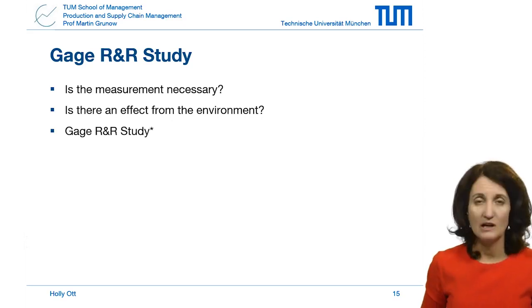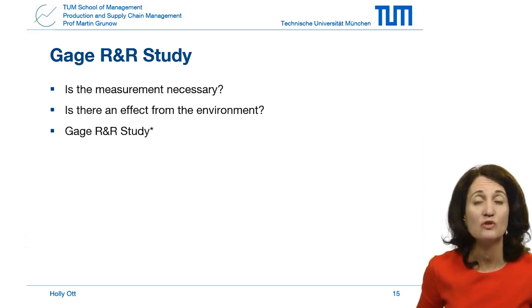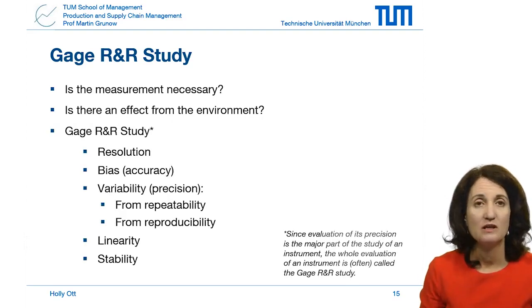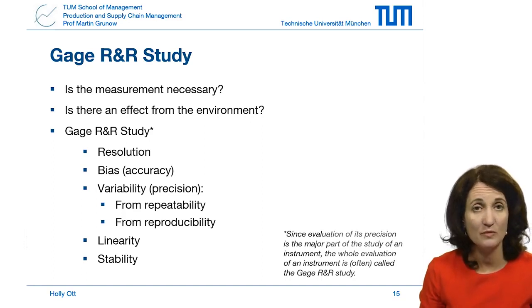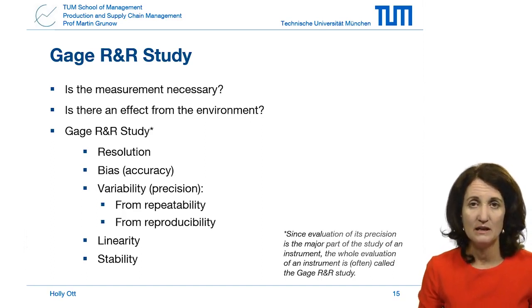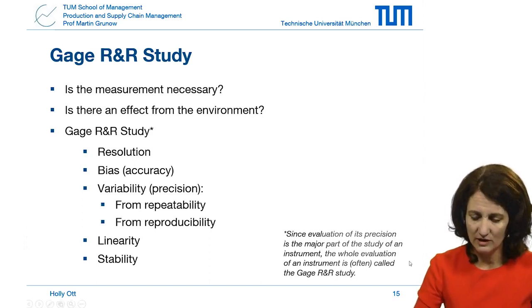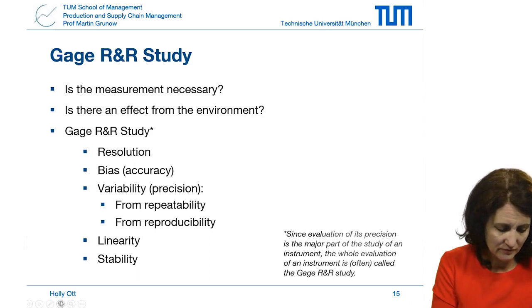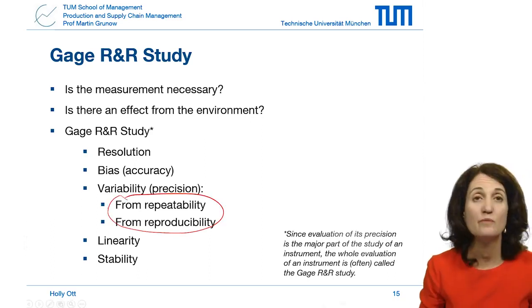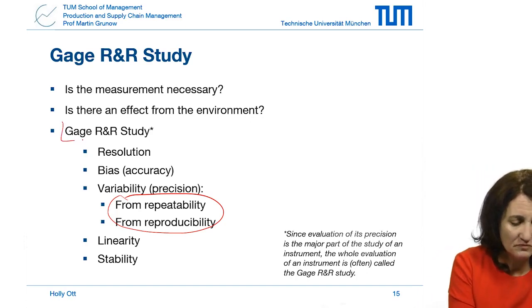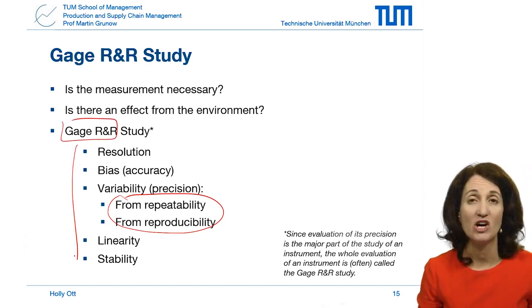So the properties of an instrument to be evaluated in a so-called gauge R&R study are the resolution, the bias, the variability from repeatability and reproducibility, stability, and linearity. And these are collectively often called a gauge R&R study. The R&R, of course, refers to reproducibility and repeatability, which are often a major part of the study. And so generally, when we say gauge R&R, we're referring to the entire collection of tests.